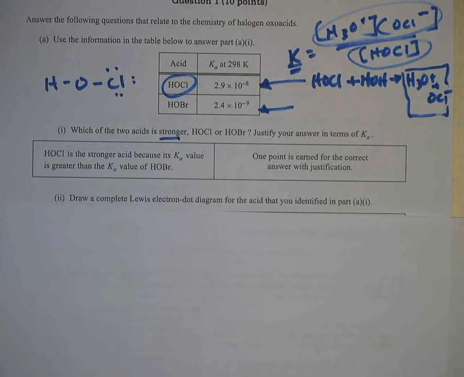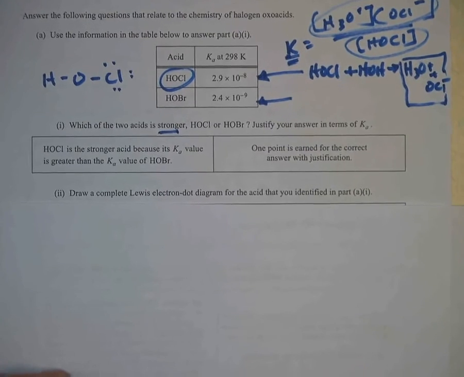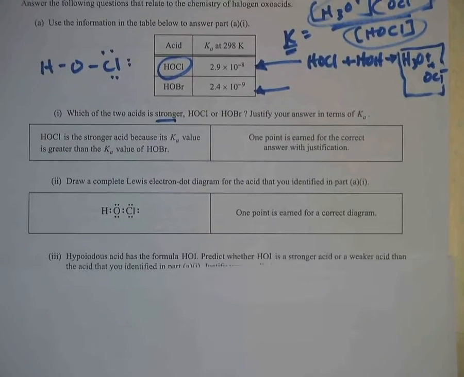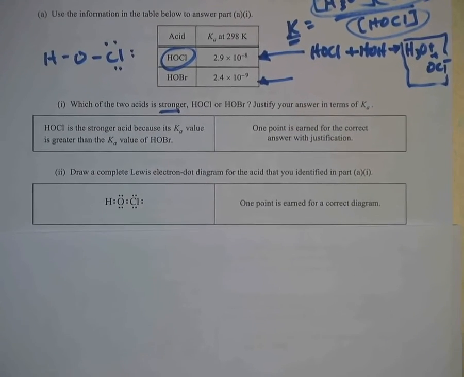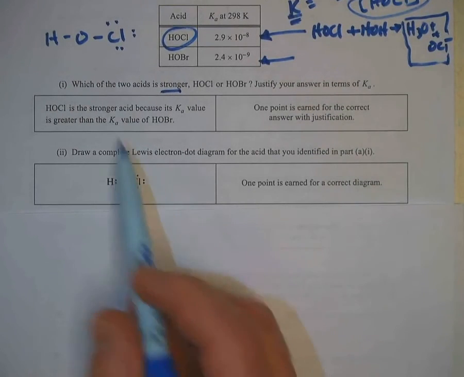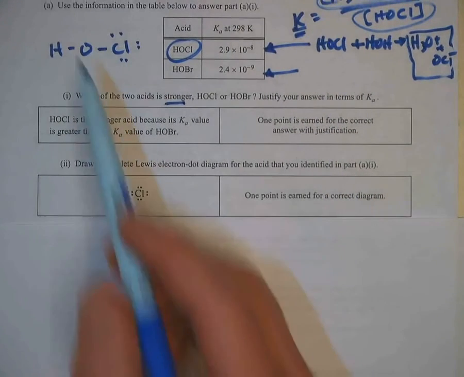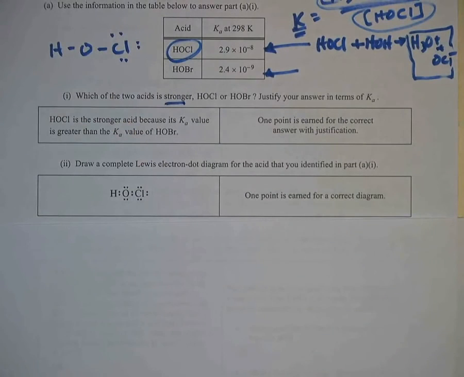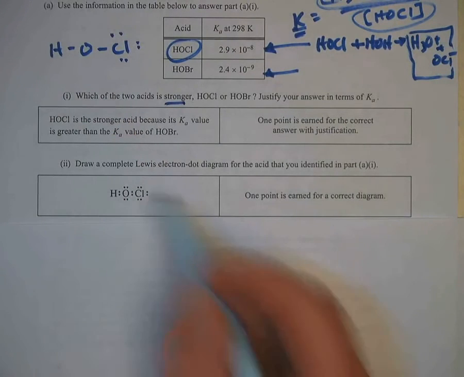Second question, draw the complete Lewis dot diagram for the acid you identified in part A. Well, there it is, HOCl. Notice how they drew the Lewis dot diagram. They used all dots in there. They didn't use dashes like I did up here. You can use the dashes to represent a shared pair of electrons, or you can use 2 dots in between. That's just fine.